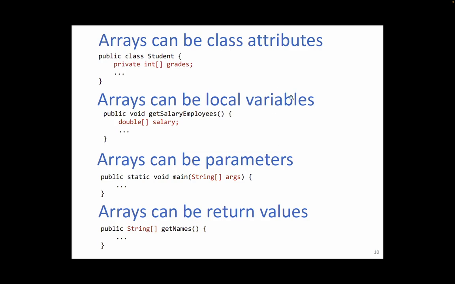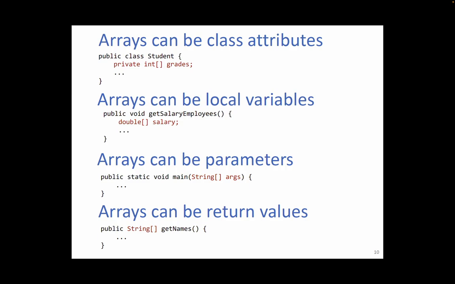And well, arrays can be a class attribute. So if you define a class, you can put an array as an attribute. Like a student has a list of grades, so you can put it in that way. It can be a local variable. So when you are defining a function, you can also declare and initialize an array within that. You can give arrays as parameters, as in our main method, for instance. We give a string array as a parameter for that.